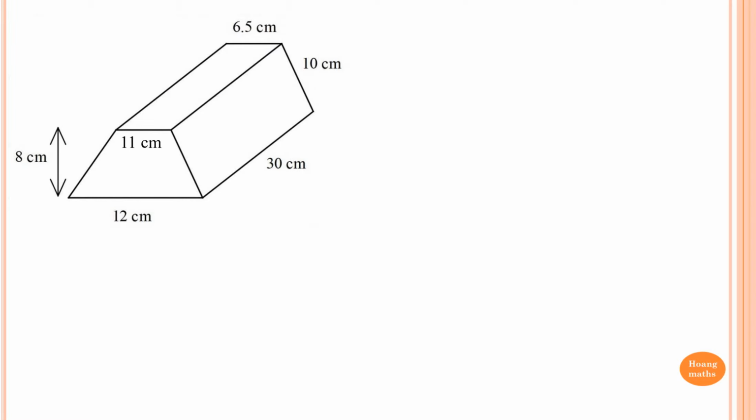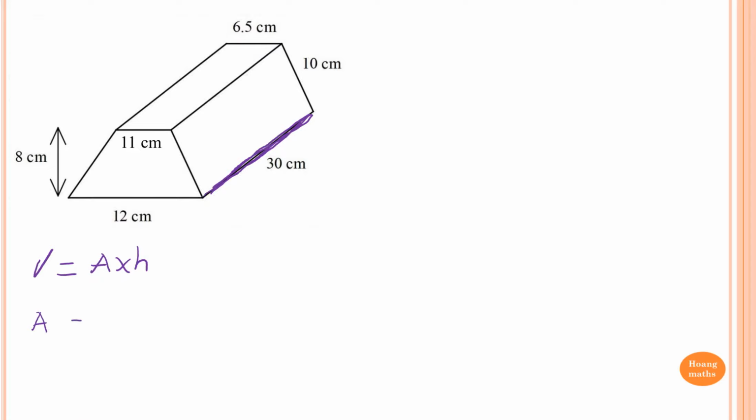So first of all, we know that the volume of any right prism is area times height. So to find the volume of this prism, we need to find the area of this trapezium here, and then multiply by the perpendicular height, which is 30 centimeters. That will give us the volume of this solid. So first of all, the area of the trapezium.